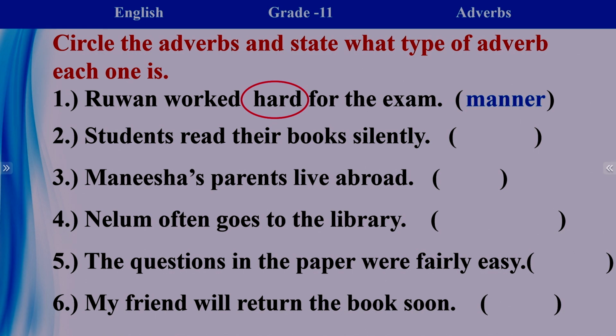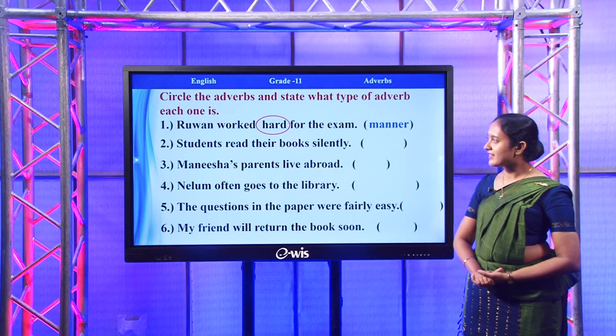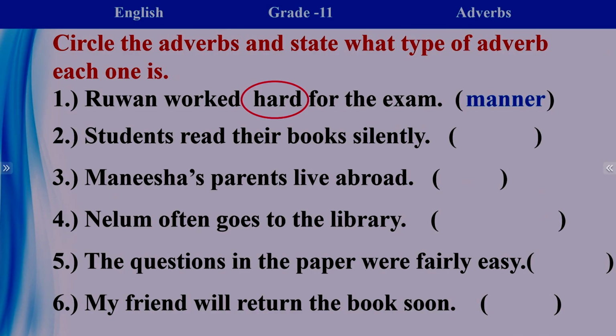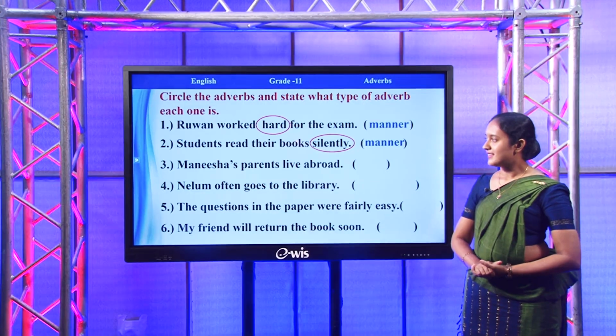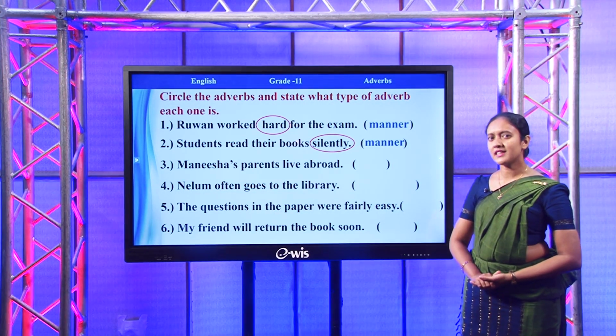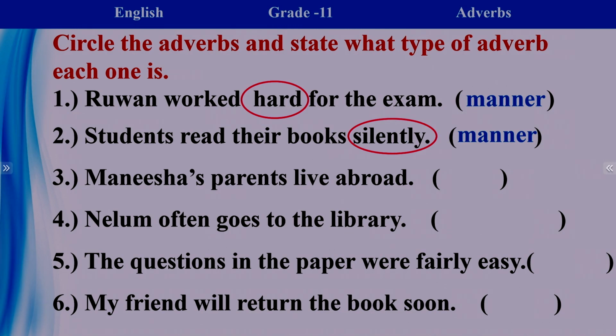Okay. Now, look at the second question. Students read their books silently. So, how do students read their books? They read their books silently. So, the adverb here is silently. So, it is also an adverb of what? An adverb of manner. Okay. Number 3. Manisha's parents live abroad. Where do Manisha's parents live? Yes, they live abroad. So, the adverb here is abroad. It indicates the place where Manisha's parents live.